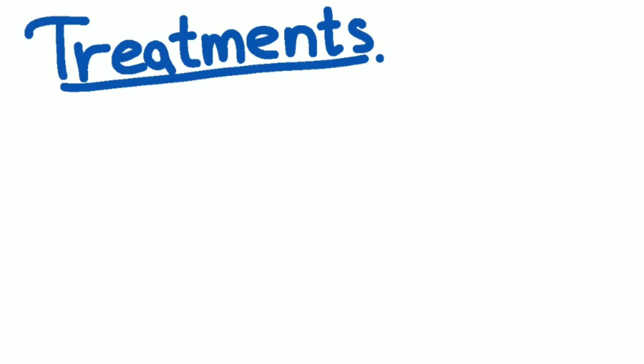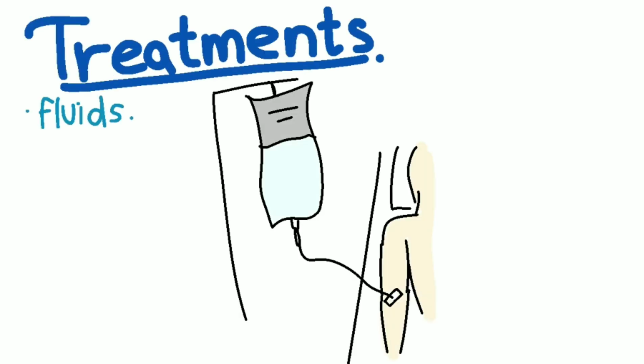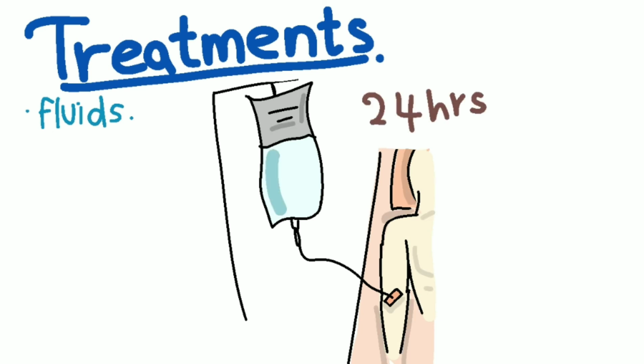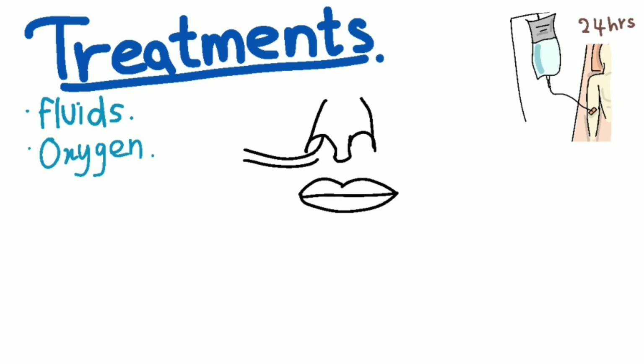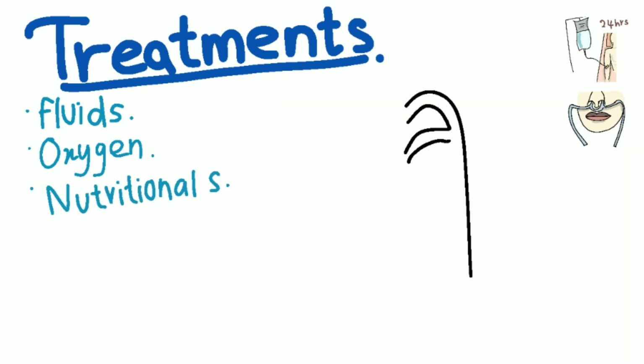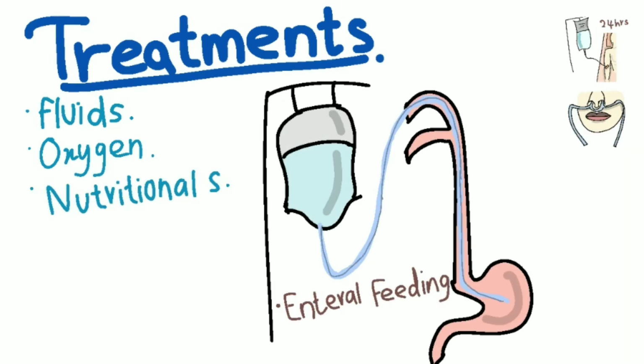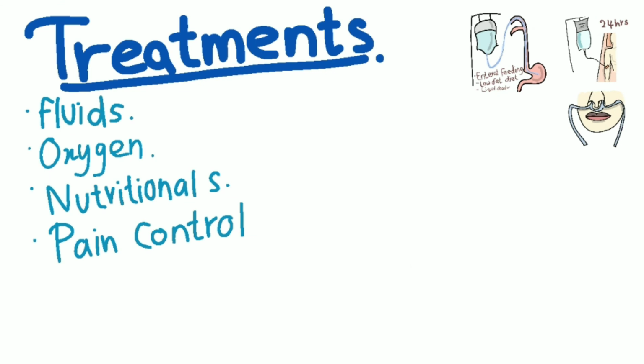Treatments of acute pancreatitis include fluid resuscitation in the first 24 hours, followed by a good oxygen supply. Nutritional support by enteral feeding. Patients should be given a low-fat diet, and liquid food is more suitable.